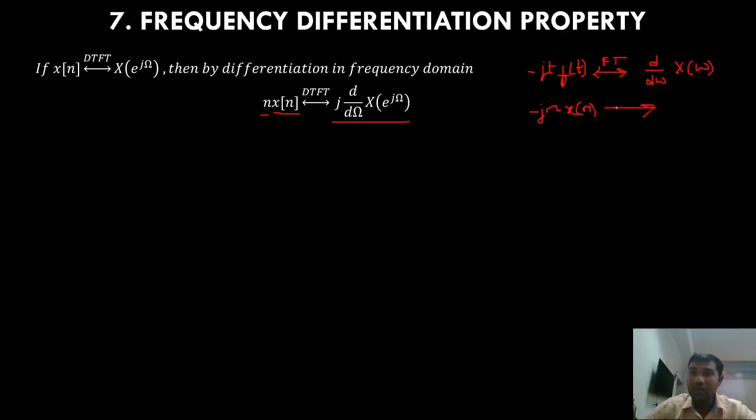Now I have my DTFT, the discrete time Fourier transform, and d by d omega of X of e power j omega. If I take this minus j to the other side, it becomes 1 by minus j, which is nothing but j. So that is the same property.